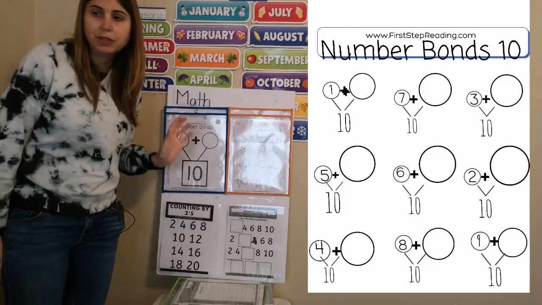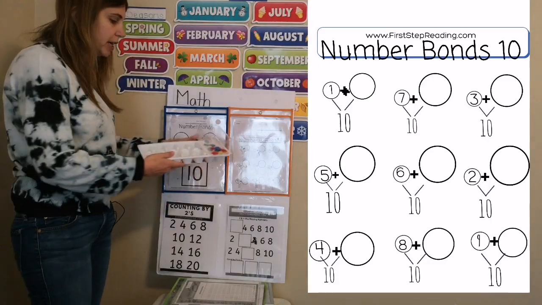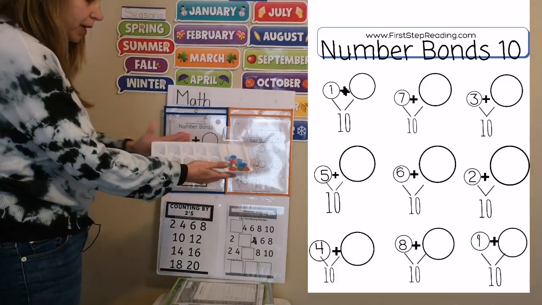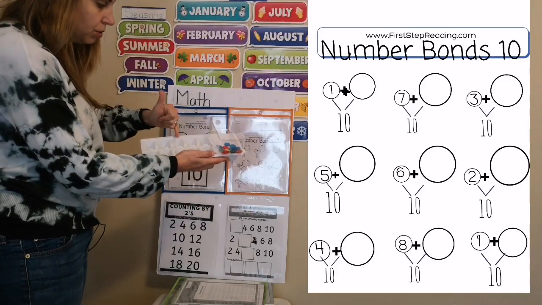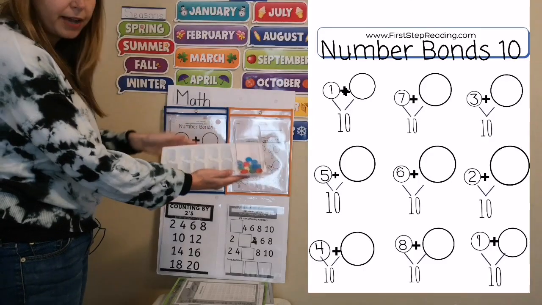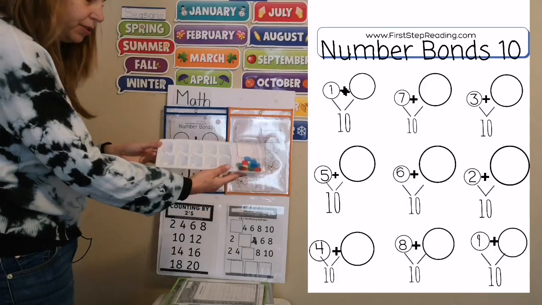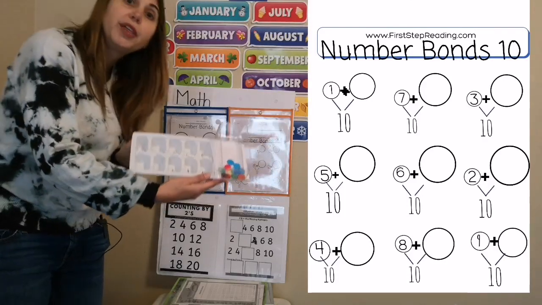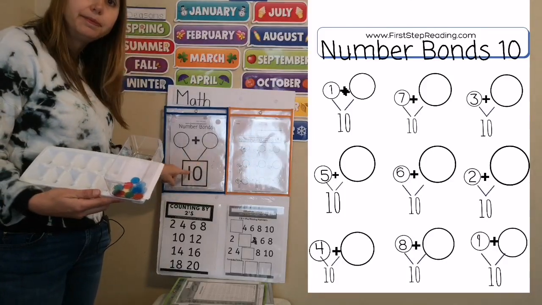10 is a special number because we have our 10 frames. Remember we've talked about our 10 frames? We can make our 10 frames, remember, out of an ice tray. You leave 1, 2, 3, 4, 5 squares on top and 1, 2, 3, 4, 5 squares on bottom. And you cover the rest with a piece of paper and you can have a 10 frame. So this is very useful, again, because we're working on the number 10.